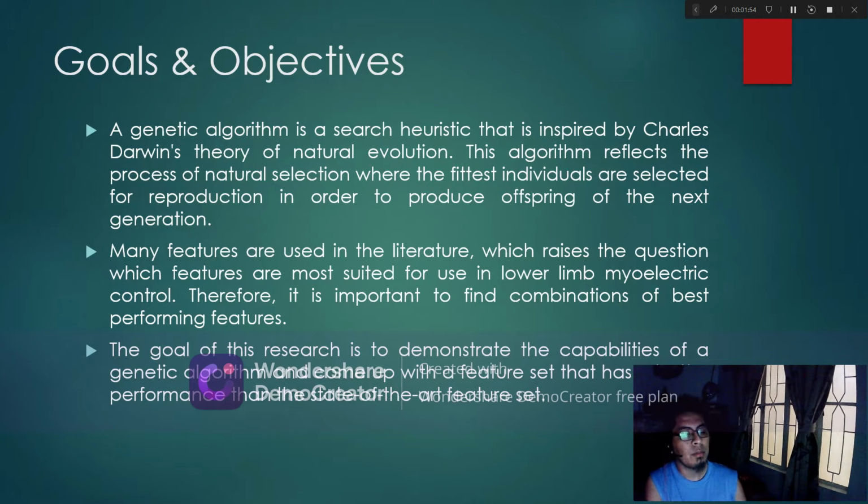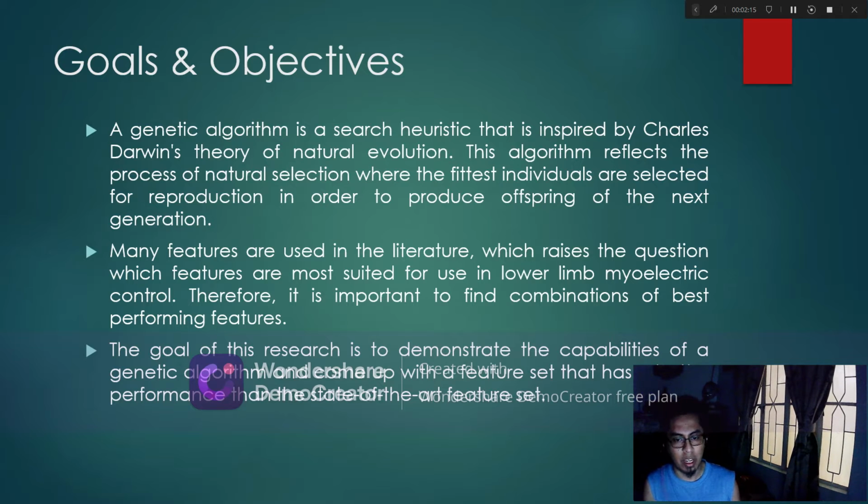So many features are used in the literature, which raises the question which features are most suited for use in lower limb myoelectric control. So this time the researchers are focusing on the lower limb patterns and how they can implement the genetic algorithm to apply and control lower limb myoelectric controls.